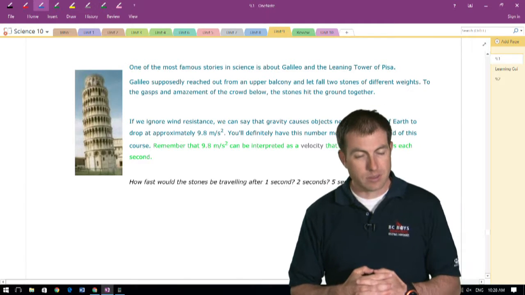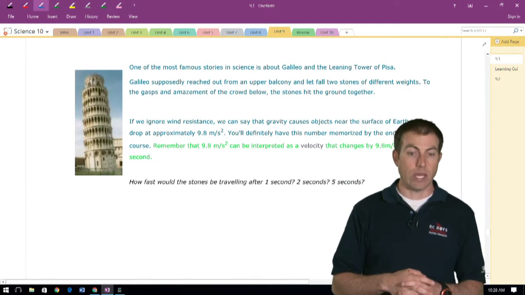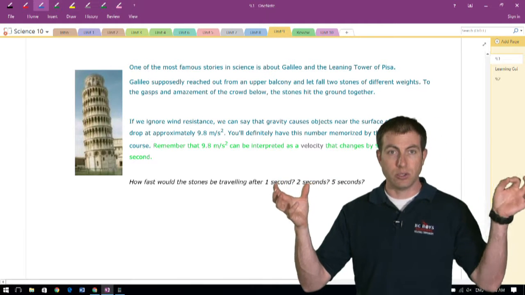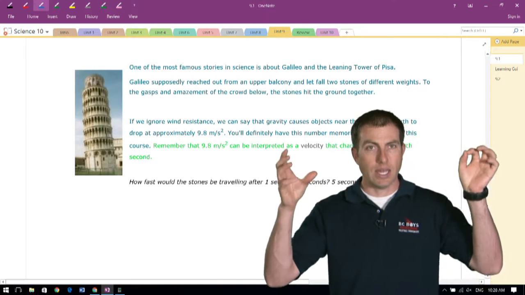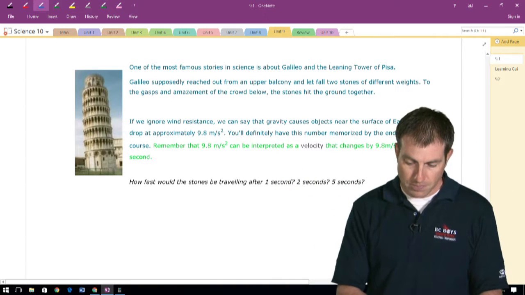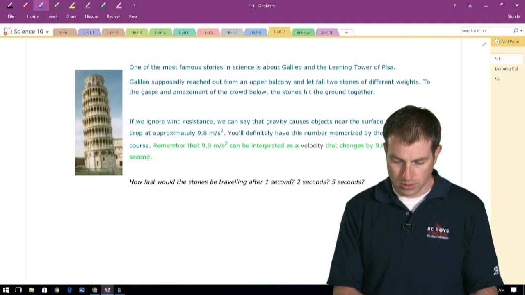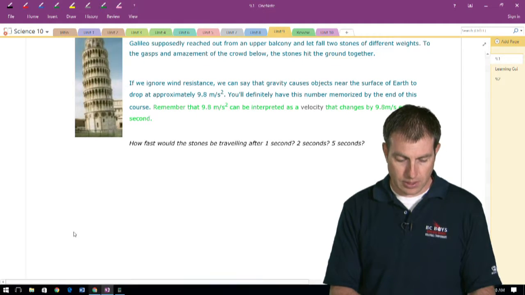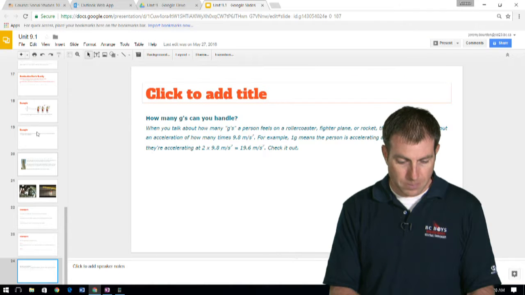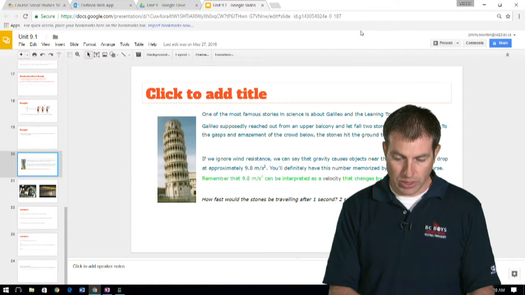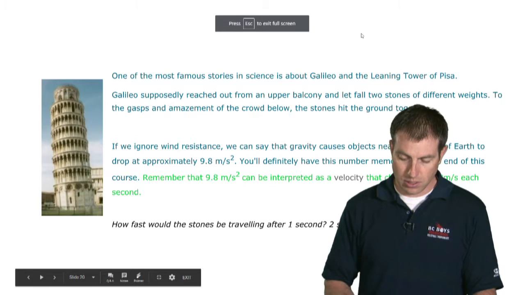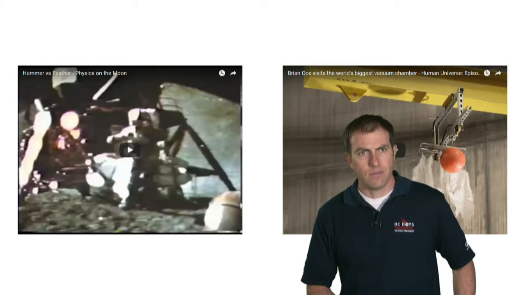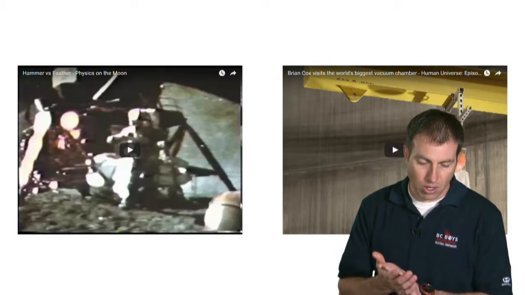So again, it doesn't matter how much an object weighs. You could drop a 5 kilogram mass and a 2 gram mass, like a penny or something, and they will fall at the same rate. Now, one really cool thing that happens as a result of this is that if you go somewhere without air resistance, like, say, the moon, there it is, objects will fall at the same rate.